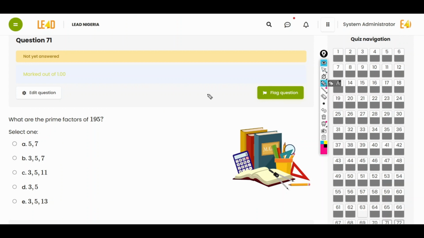Question 71 is saying, what are the prime factors of 197? So we need to list out the factors of 197 and then figure out which ones.